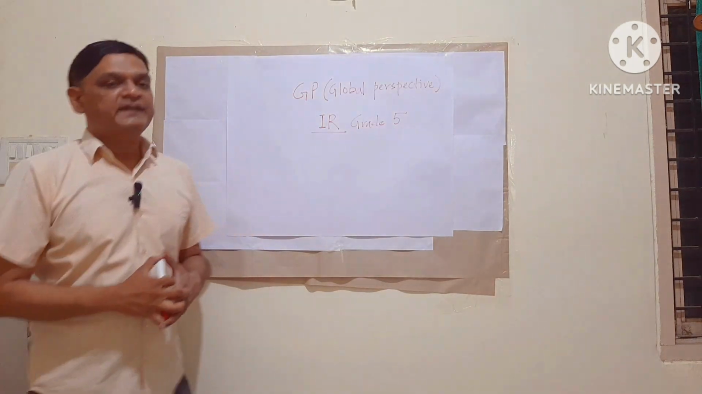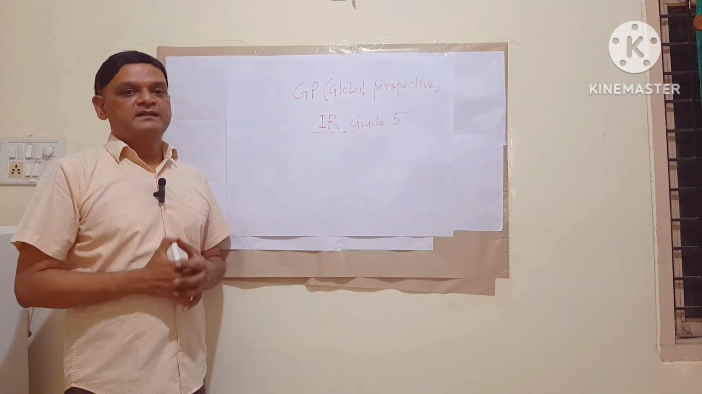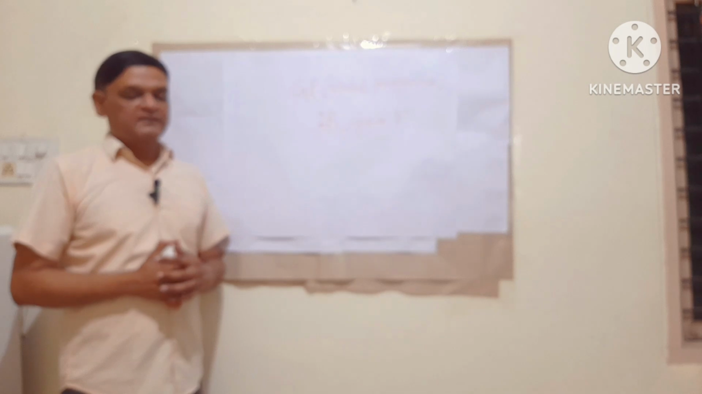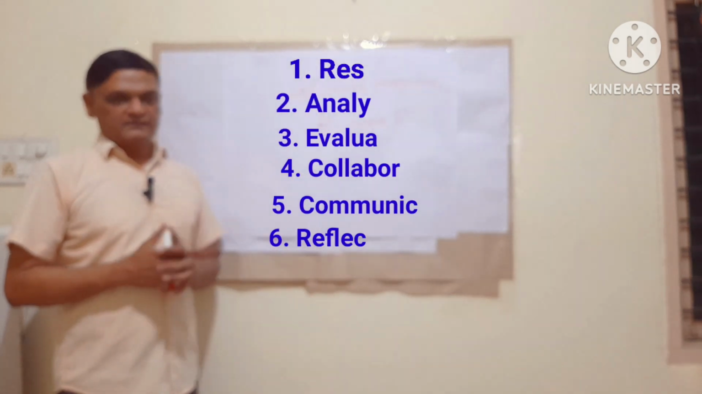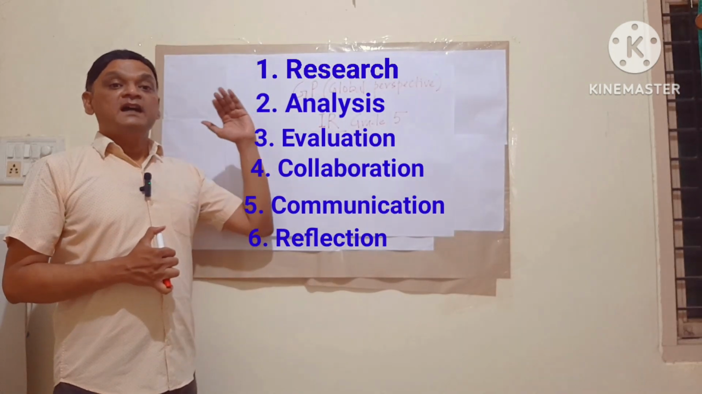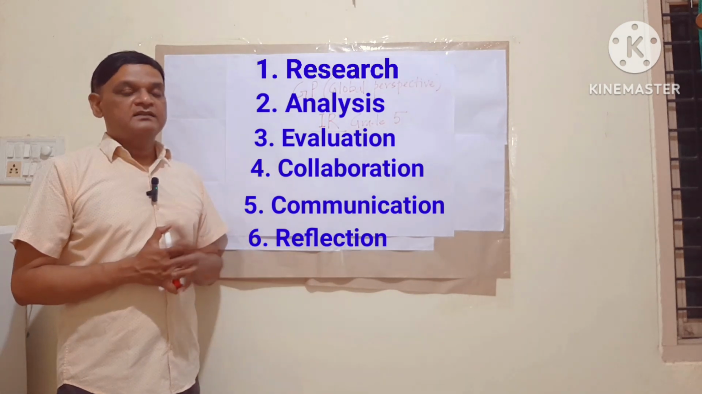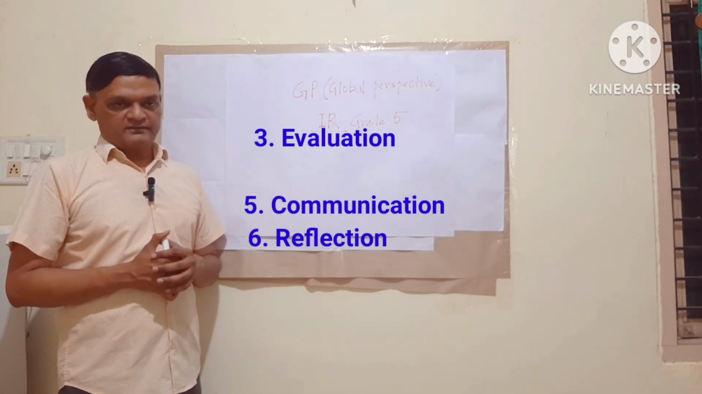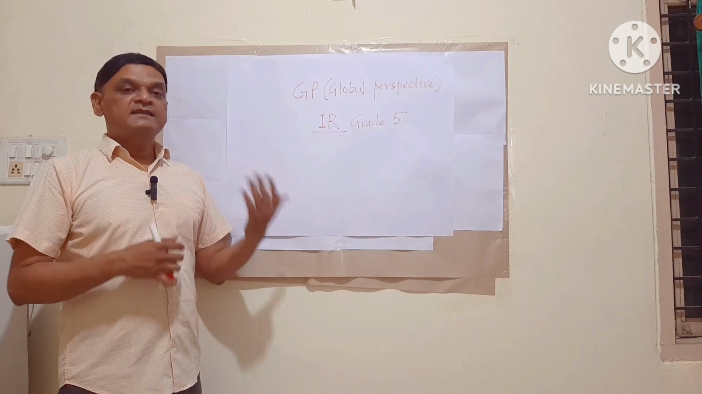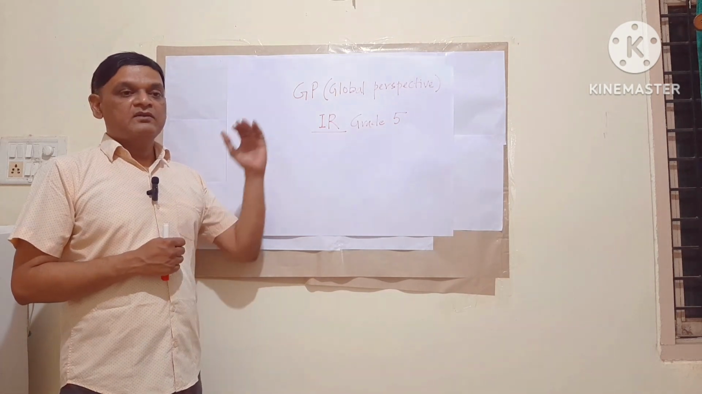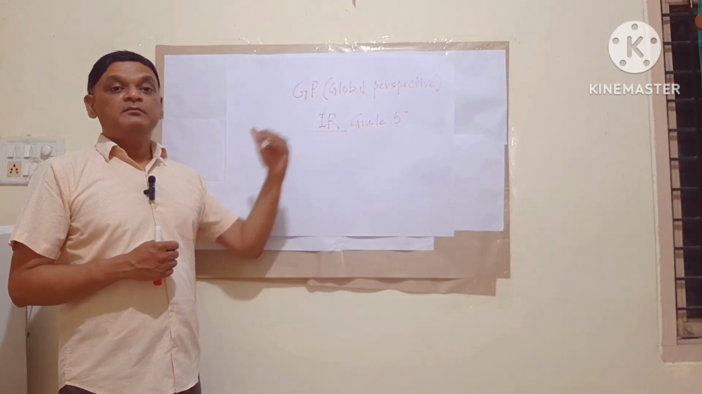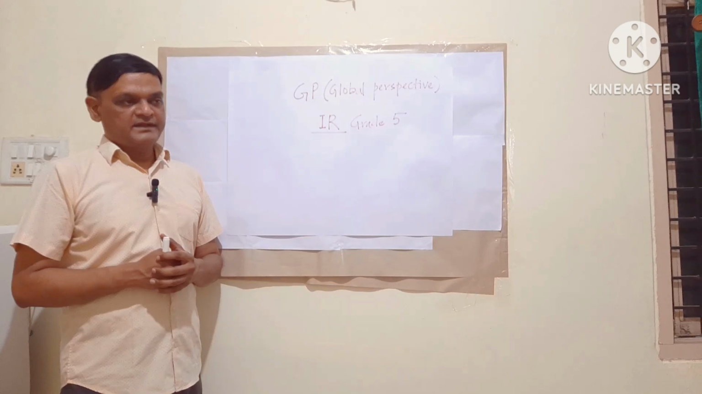First, we know the Cambridge Global Perspective has 6 segments. The first is the research, then the analysis, then evaluation, then collaboration, and at the last, communication. Now each one has its own importance. Now these are all followed as per Bloom's taxonomy.